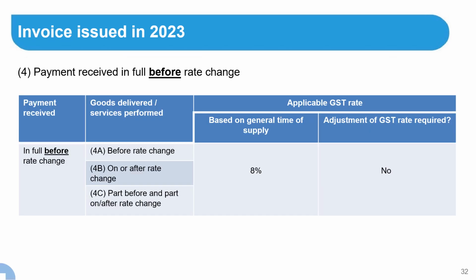So first, under this scenario, where the supplier issues an invoice and receives full payment before the rate change date, the full supply is subject to GST at 8% and no adjustment is required regardless of when the goods are delivered or services are performed.